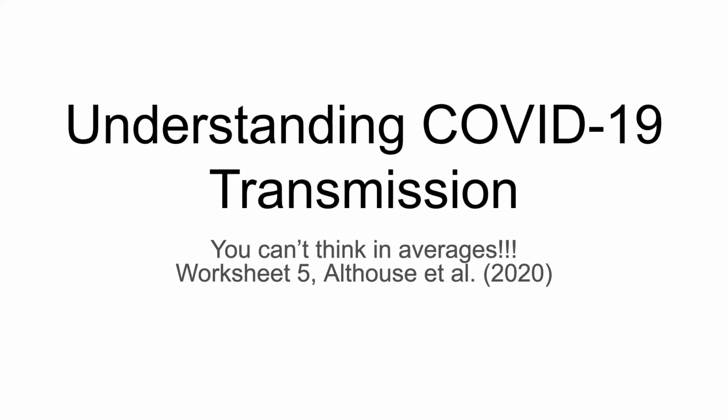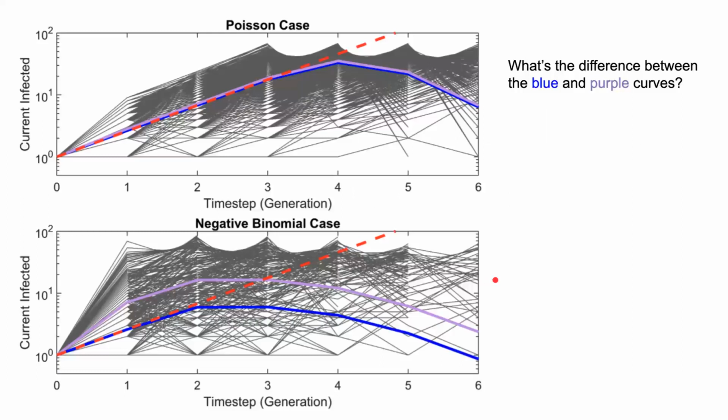This is, I think, really important and really relevant to all of our lives because part of the case of that paper we read, that Althouse and others paper, is that in order to understand COVID-19 transmission, you really can't think in averages. That's a very fundamental part of how COVID operates, that it's very much a disease that tends to spread in a non-average way. And so let's pull that apart by starting to look at this particular figure.